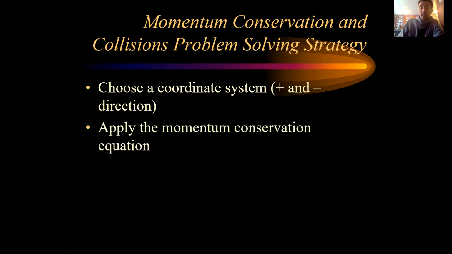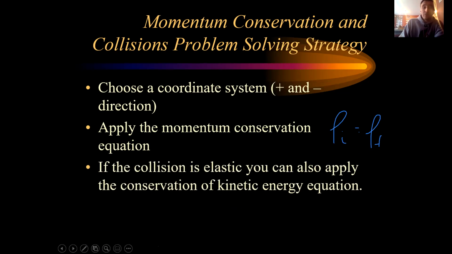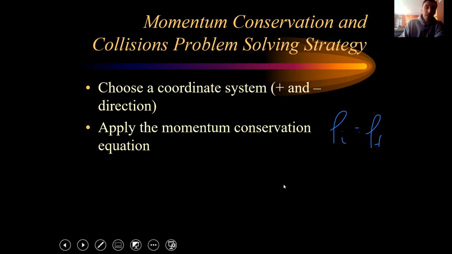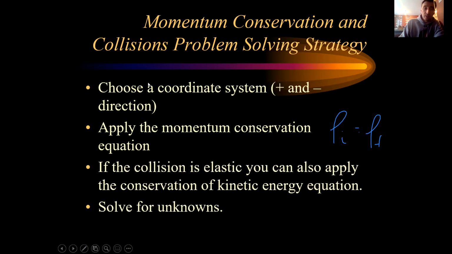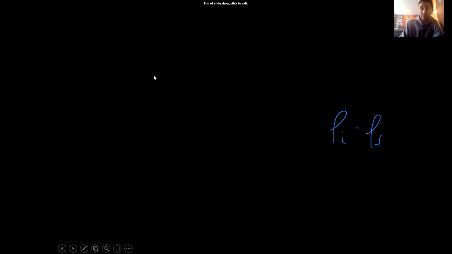Next, apply this equation right here: initial is equal to final. And then you account for each object. If there are two objects moving, you have two mv terms. If they combine, add the masses, stuff like that. If it's also elastic, you can equate the kinetic energy too, and then you can solve for unknowns.